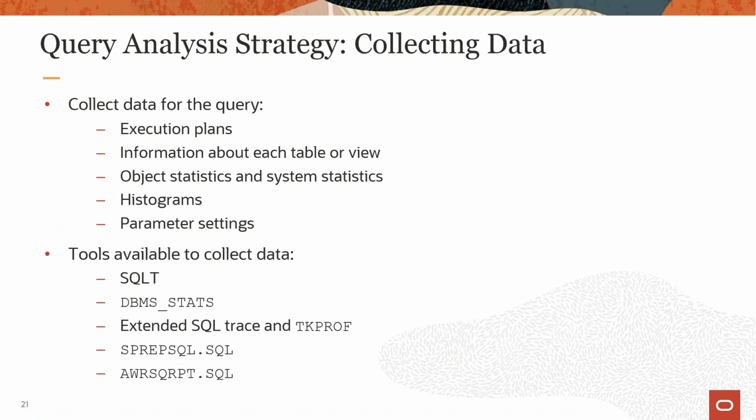In the query analysis strategy, you're going to collect data for the query. You're going to try to collect the execution plans, collect information about the tables or the views that are being accessed by that query. Also, dig deeper into the object statistics and system statistics, which play a crucial role for the optimizer in determining the execution plan. Look if histograms are in place. Look up the settings of parameters that influence the behavior of the optimizer.